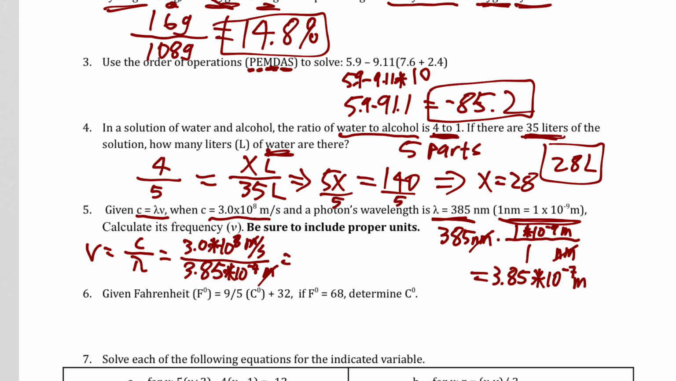What you're going to get is 7.792, but you should round it, times 10 to the 14, rather. I apologize. So it should be 10 to the 14 divided by seconds, and that's the final answer. So it's going to be in the gigahertz range.